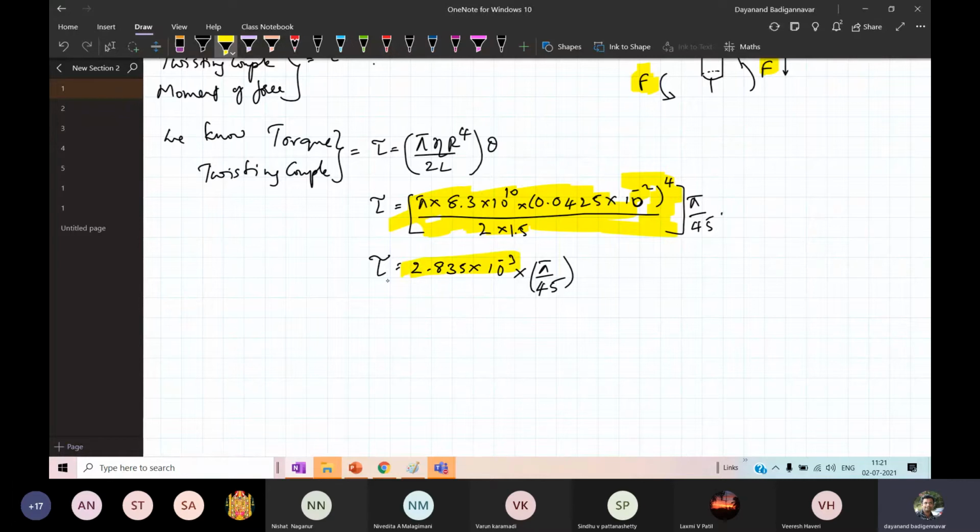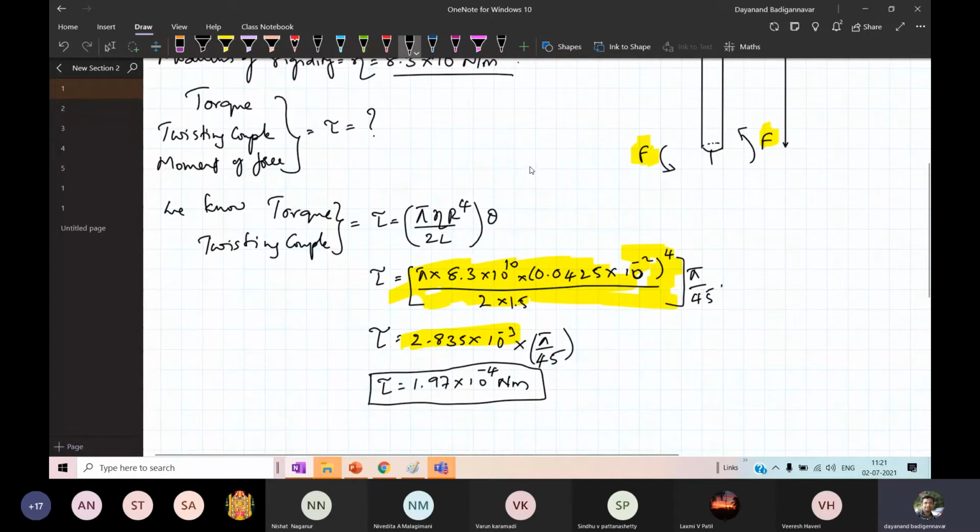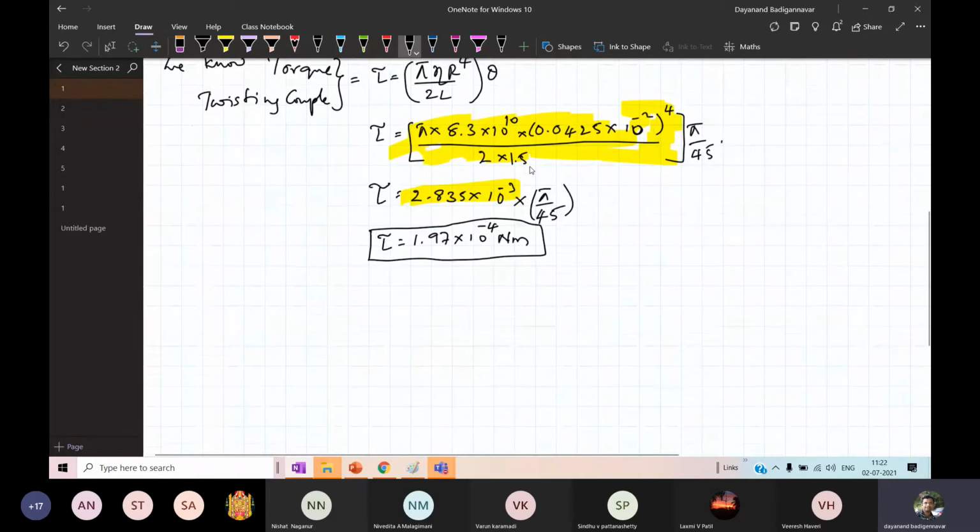So this is the value you get. If I rewrite the equation and calculate using the calculator, tau equals 1.97 into 10 to the power of minus 4 Newton meter. This is the twisting couple.